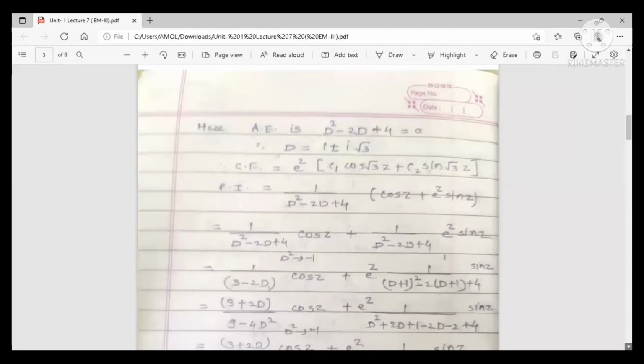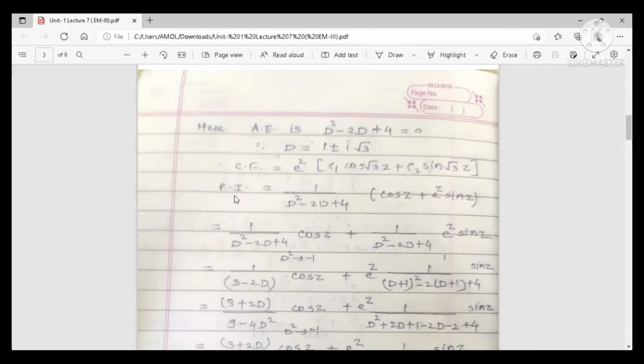Alpha is 1 and beta is root 3. So the complementary function is e raised to z in bracket c1 cos root 3z plus c2 sin root 3z. This is the complementary function here. Using the rule of the complementary function, when the roots are complex, we have written here the complementary function for those complex roots.